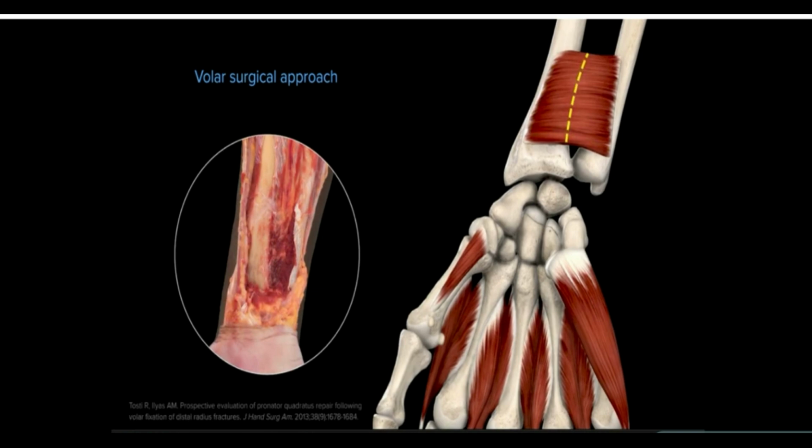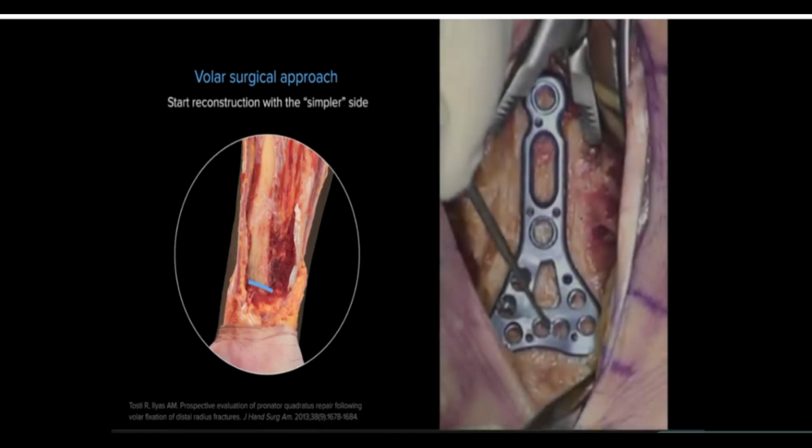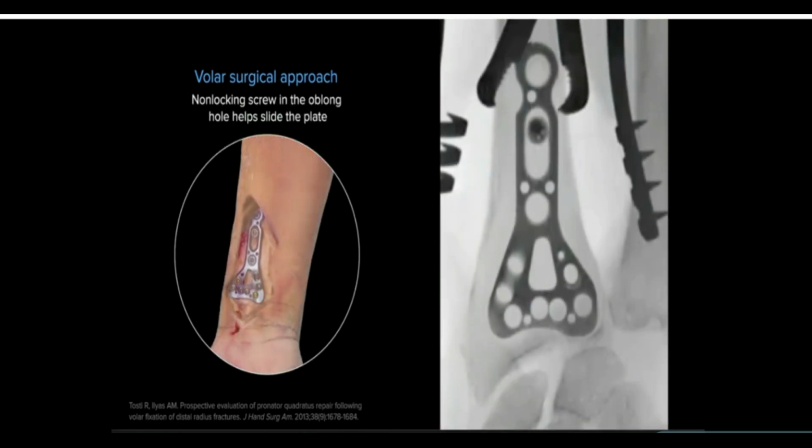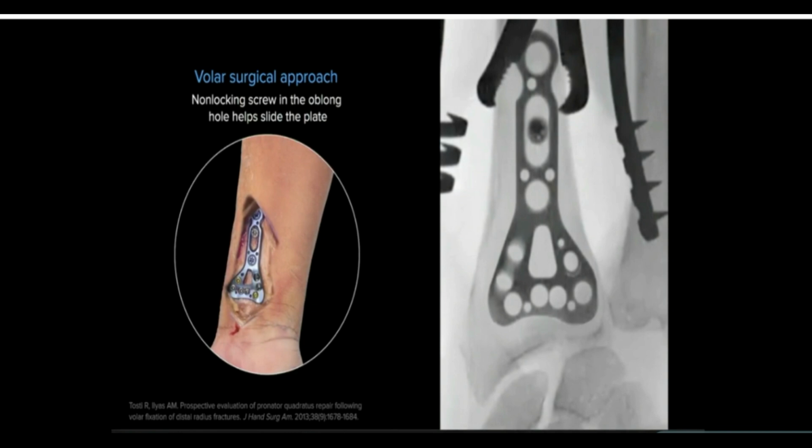There's controversy whether the PQ should be repaired or not, though the current trend is leaning towards leaving the muscle unrepaired. Once the bony surface is fully exposed, the hardware is positioned proximal to the watershed line. Remember to start reconstruction with the simpler side of the fracture, and consider fragment-specific fixation options if necessary. A temporary non-locking screw in the oblong hole helps to slide the plate. Radiographs are then used to assess the ideal position of the plate.